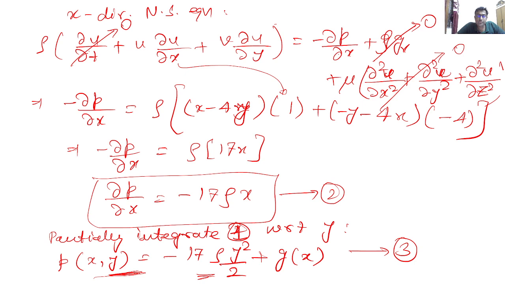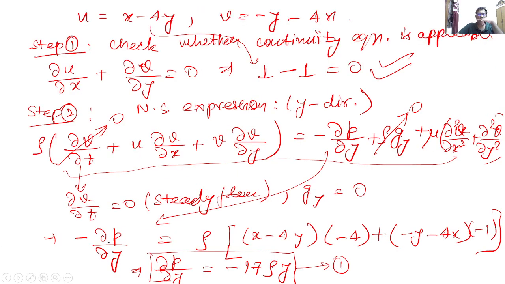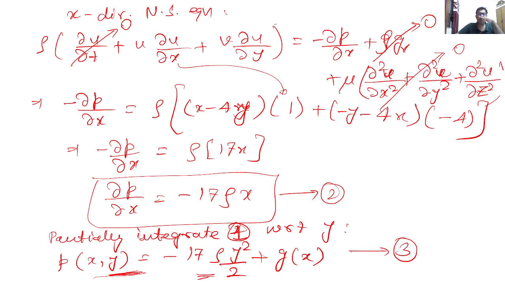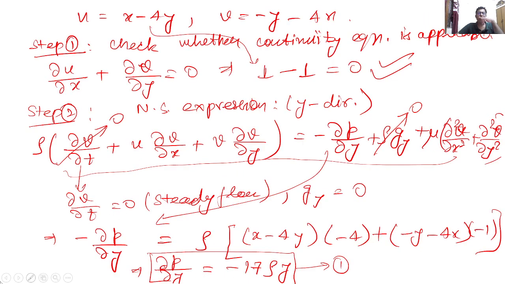First, you have partially integrated with respect to y, no? Equation number one. Yes. No, no. Before that, actually, that del p by del y and del p by del x. Can you just explain once more? Okay, so firstly, the answer is like this.